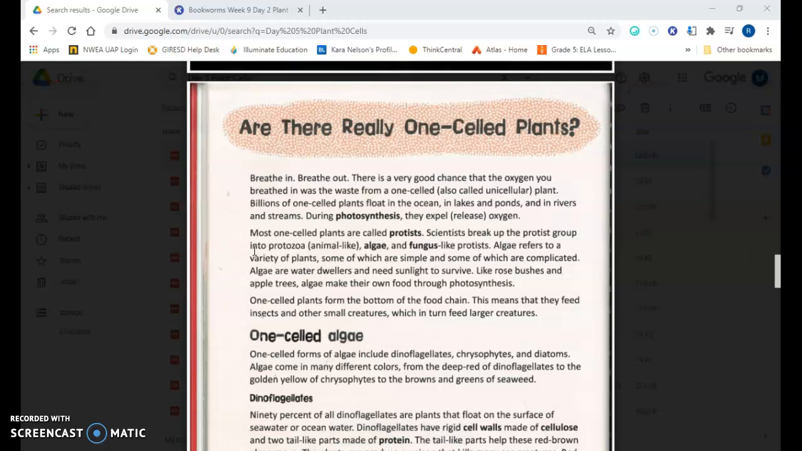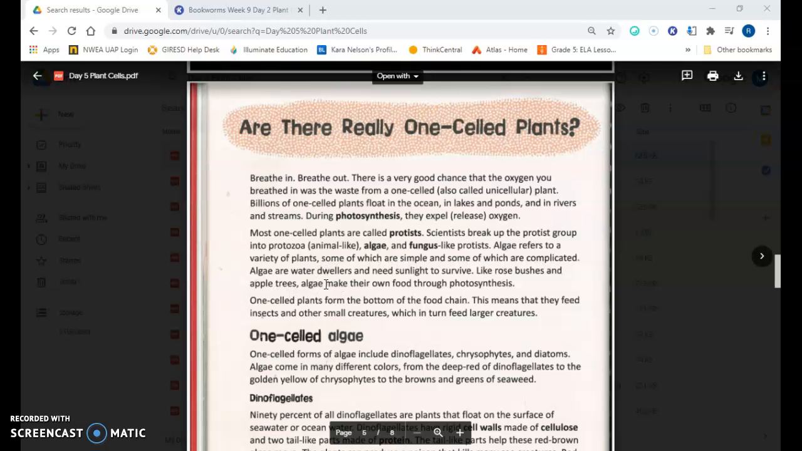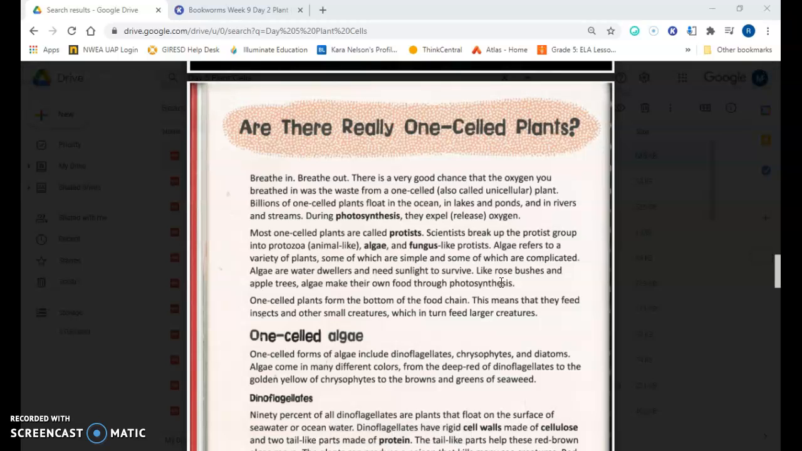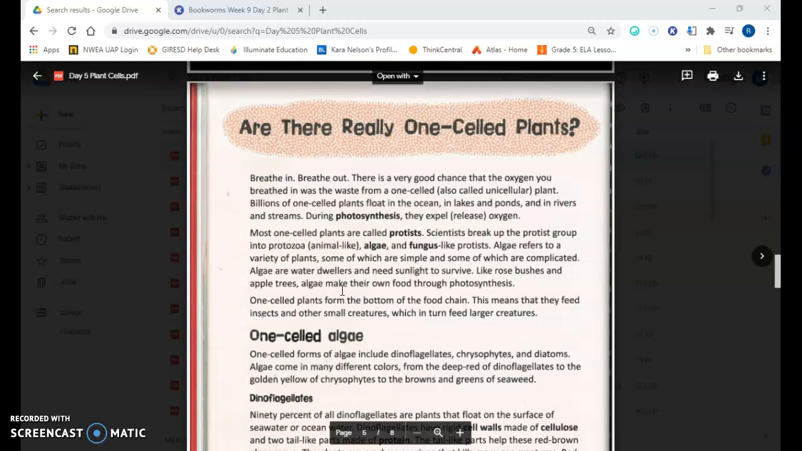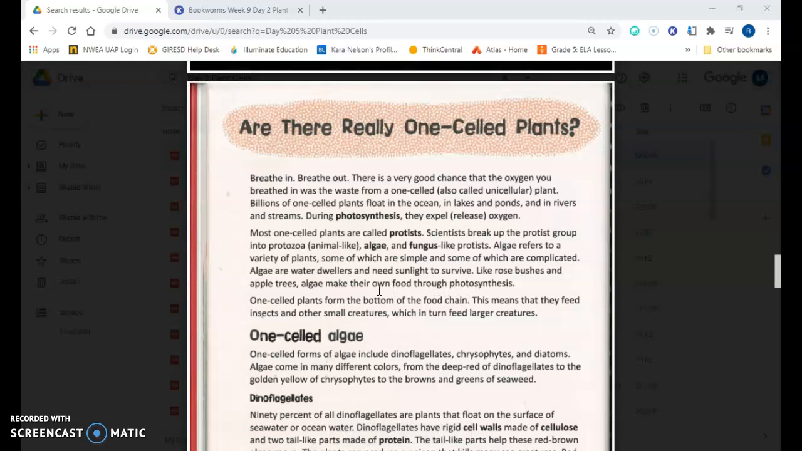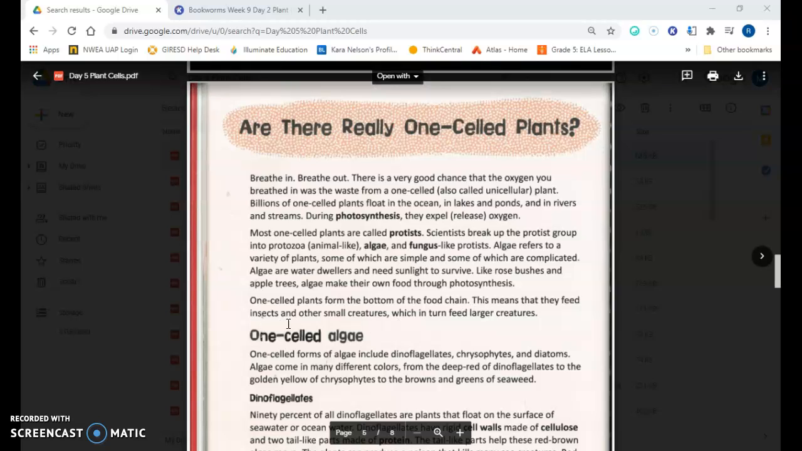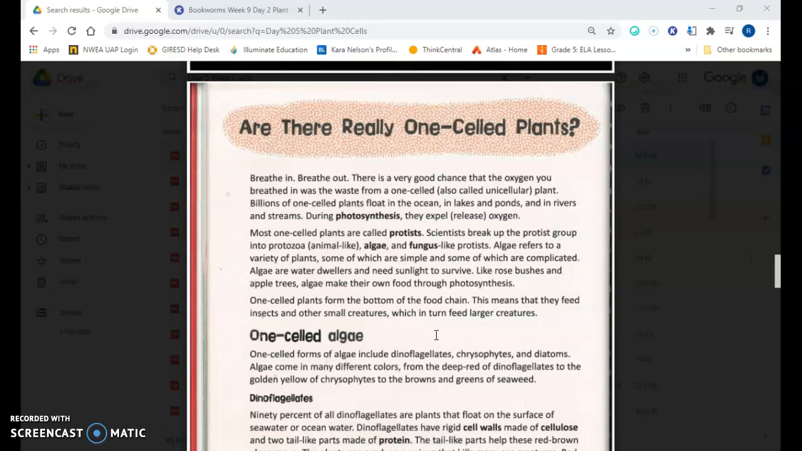Scientists break up the protist group into protozoa, so animal-like, algae, and fungus-like protists. Algae refers to a variety of plants, some of which are simple and some of which are complicated. Algae are water dwellers and need sunlight to survive. Like rose bushes and apple trees, algae make their own food through photosynthesis. One-celled plants form the bottom of the food chain. This means that they feed insects and other small creatures, which in turn feed larger creatures. So let's recap right here. Why are algae so important?